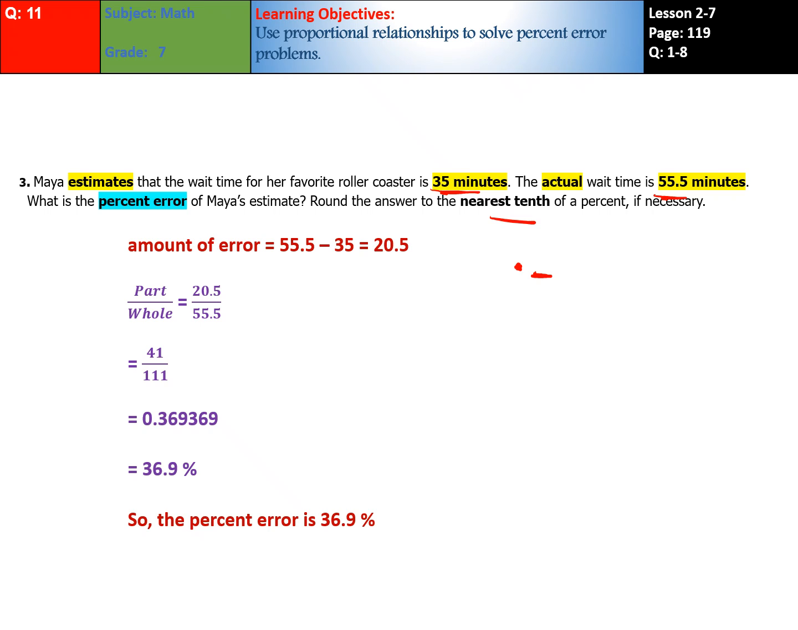So I did the first 3 questions. You can try the next questions, question number 4 till 8, with the same method.